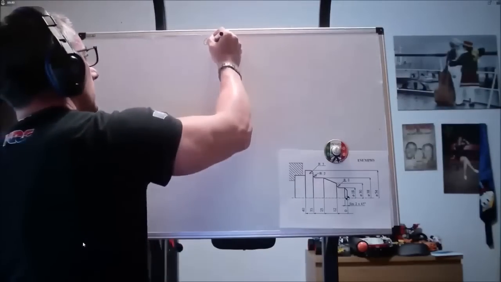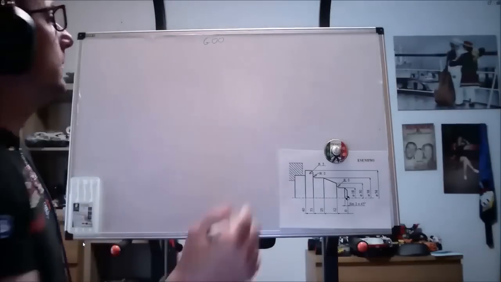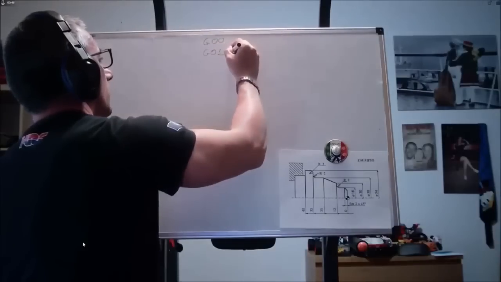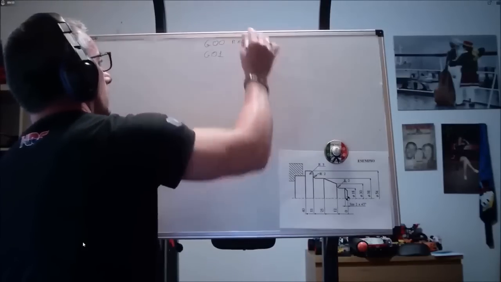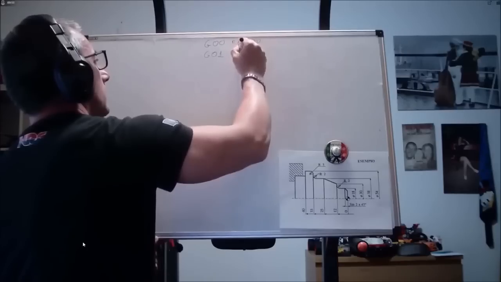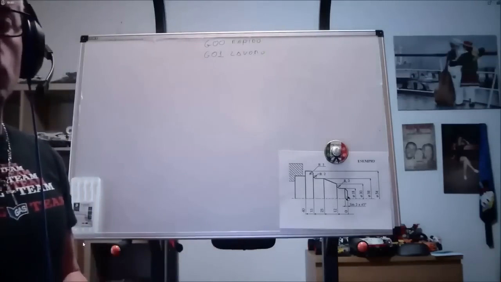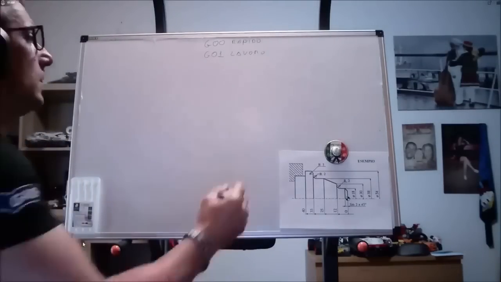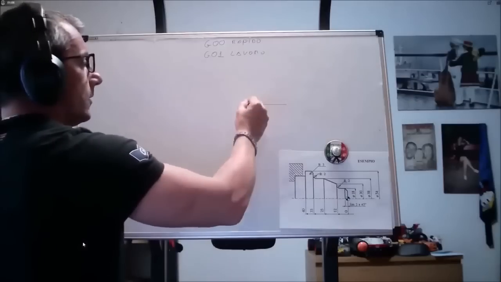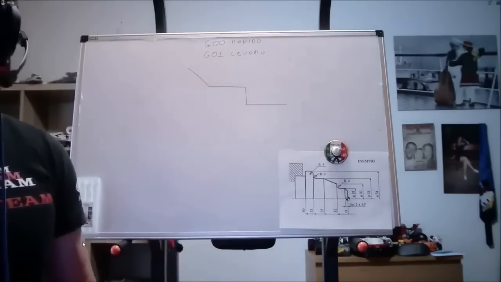We have seen that G0 moves the machine rapidly. G01 is, however, a linear interpolation, meaning that if I set G01, the machine makes movements of this type, straight lines.